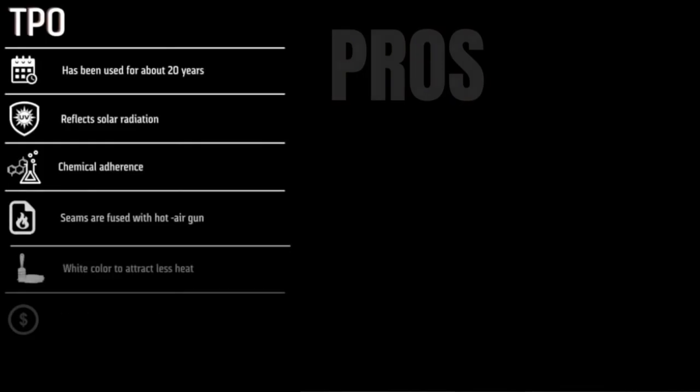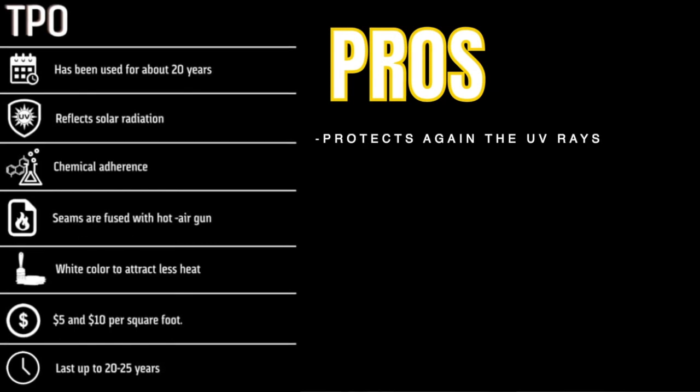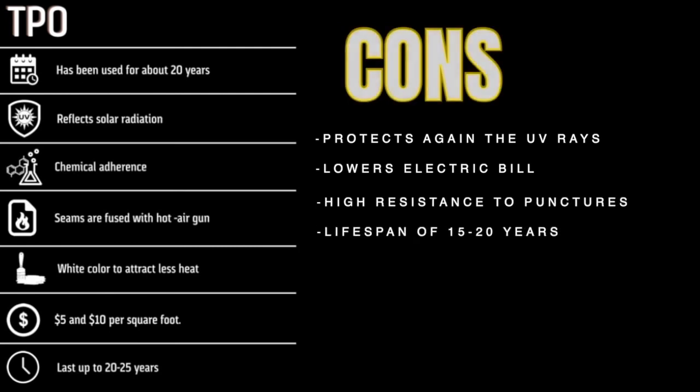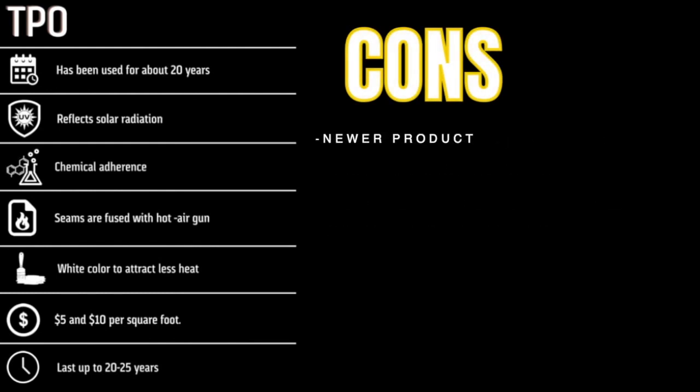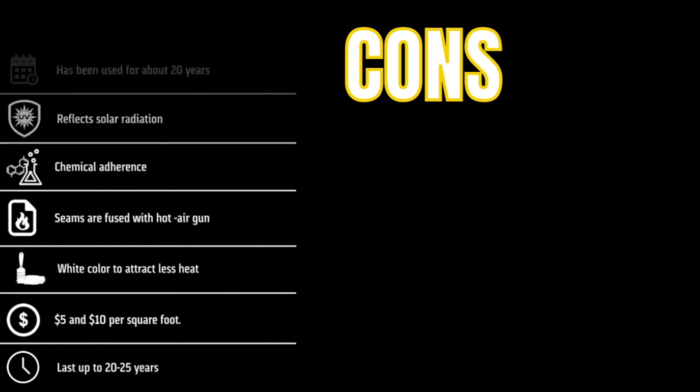So let's finally compare these 3 materials. TPO. Pros. Protects against UV light, lowers electric bill, higher resistance to punctures, lifespan of 15 to 20 years. Cons. A newer product on the market. It expands and contracts due to the weather. There can be issues such as the material being improperly welded and may come loose, causing all sorts of issues such as leaks and premature damage.